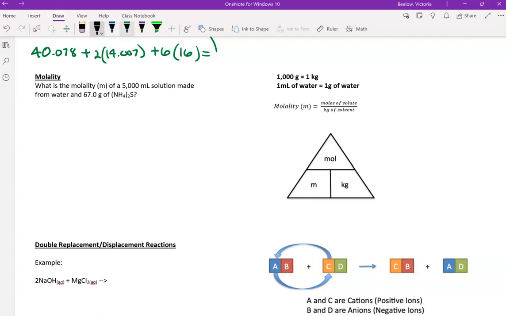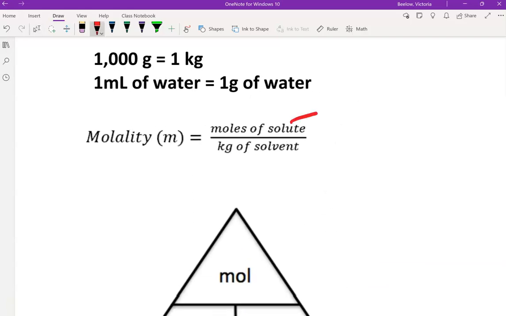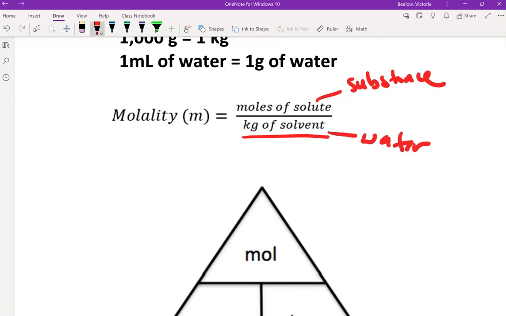Okay, I'm going to be continuing from where I left off, calculating molality. So molality is similar to molarity, except we use a lowercase m to represent that. And it's still moles of solute in the top here, so this was whatever substance I'm going to give you the formula of. However, the bottom part here is measured in kilograms of solvent. Again, 99% of the time, the solvent is going to be water.